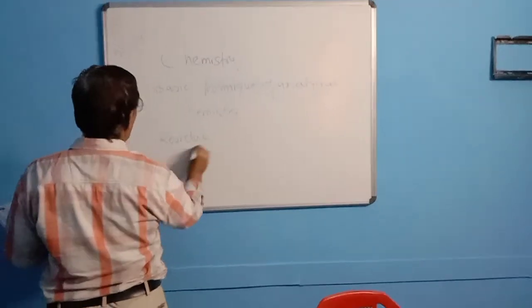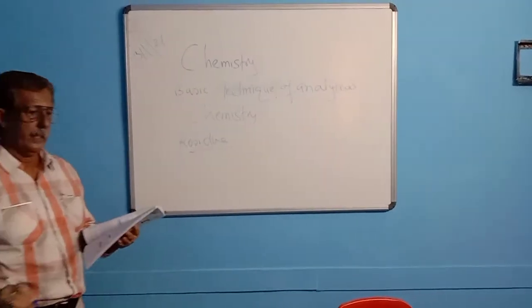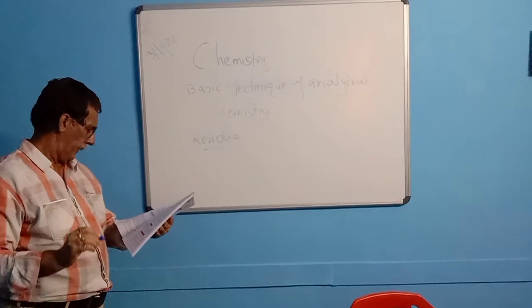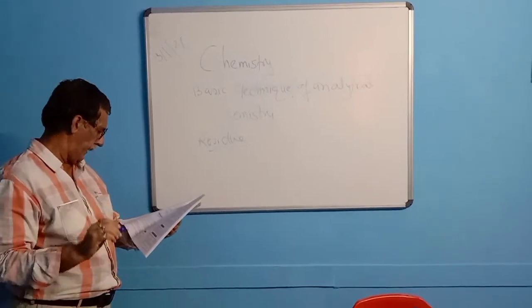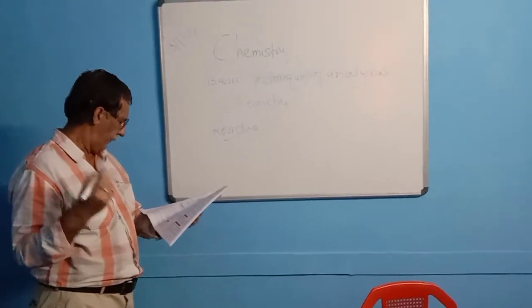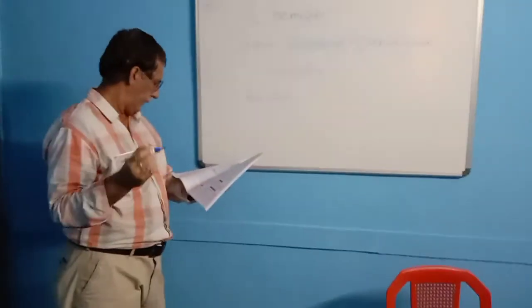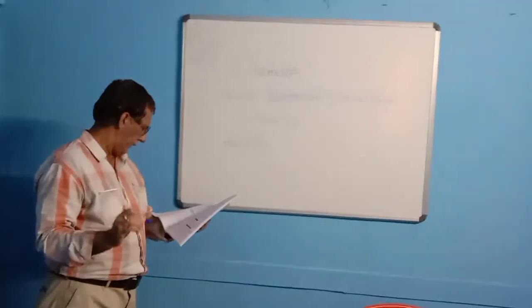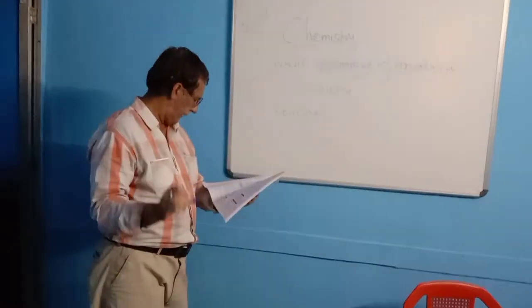We are discussing what we mean by residue. Residue means the insoluble part remaining on the filter paper after the filtration is done. And what is filtrate? The liquid collected in a container after filtration is the filtrate.